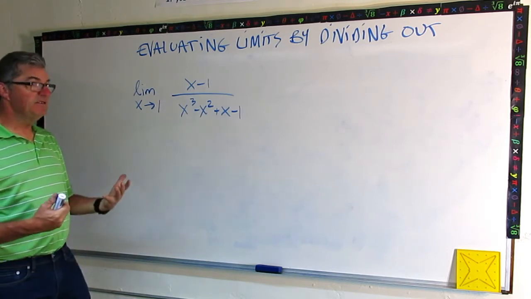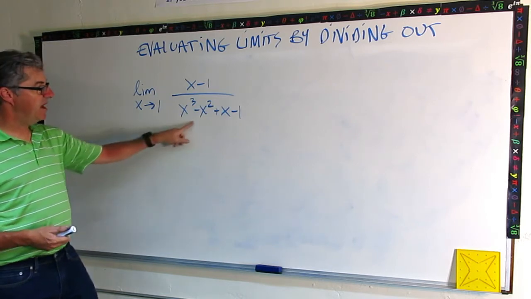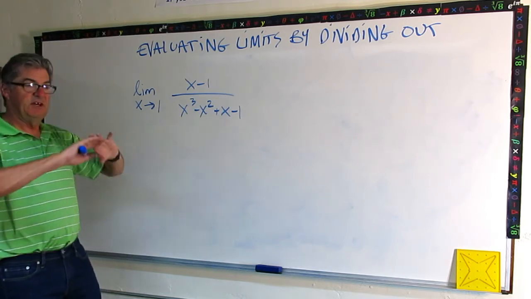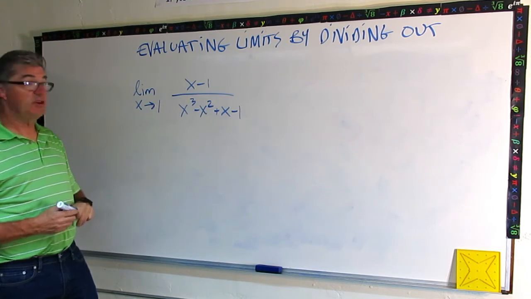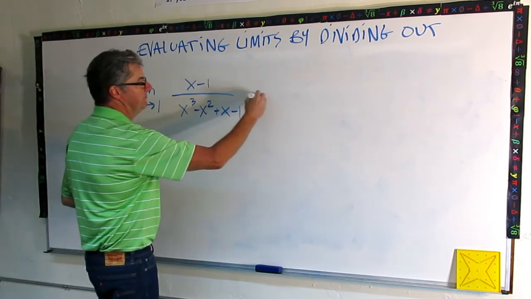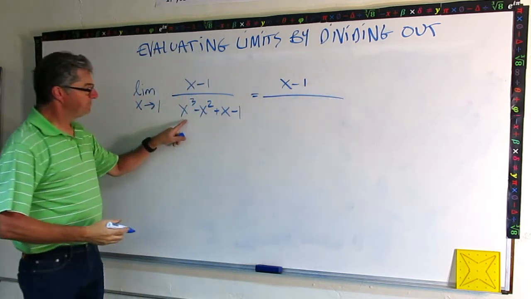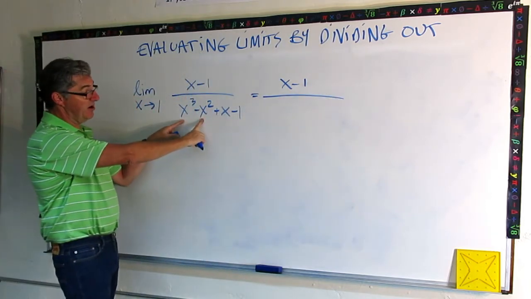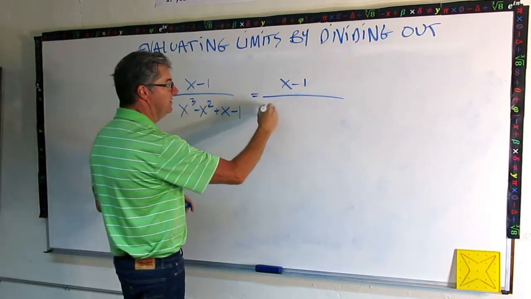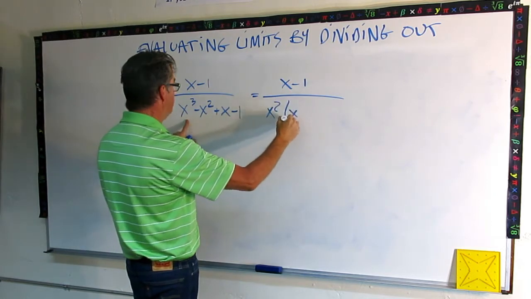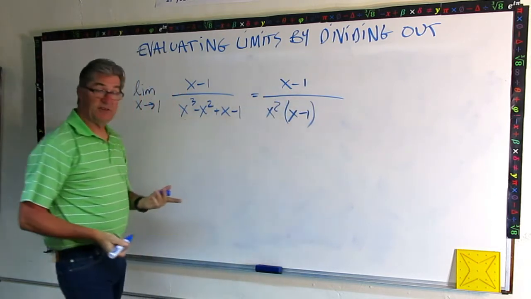Okay, let's see how you did. This is a little bit more tricky. This is not a quadratic function, so you can't just factor in the normal quadratic way. But let me show you how I would do this one. Top stays x minus 1. On the bottom, I can get an x squared out of that. So I can go x squared times x minus 1. So there's an x minus 1 term.